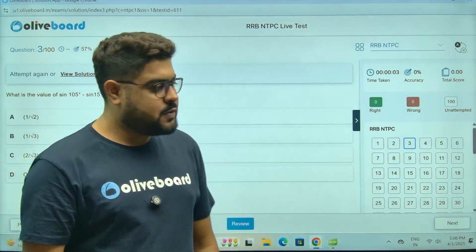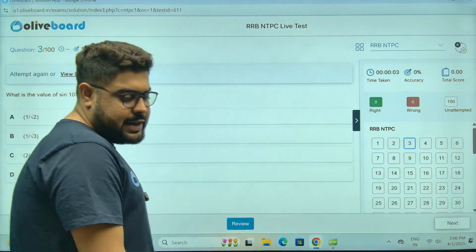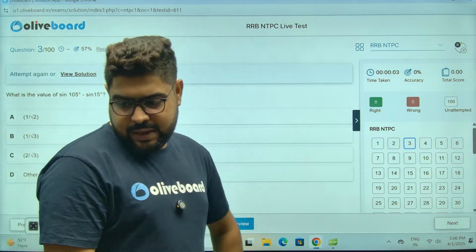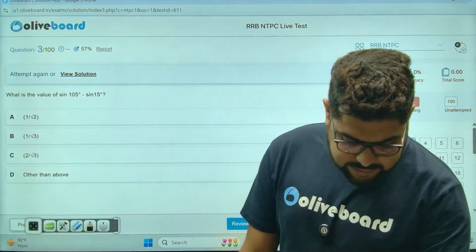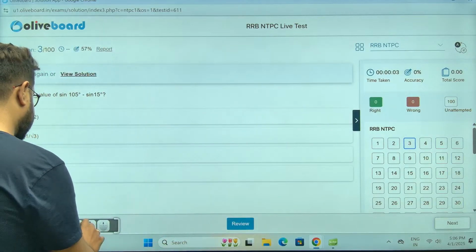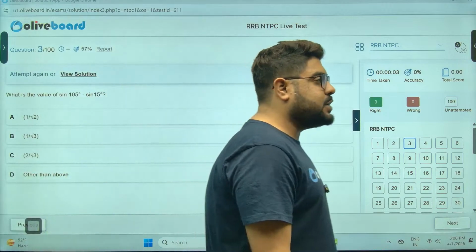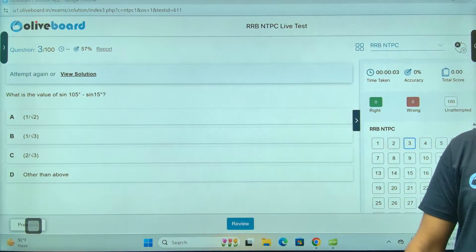Chalo sir, let's start with our session for the day. Let us start with our mock analysis. So the first question of quant is this one, sir. First question of quant: sine 105 degree minus sine 15 degree.